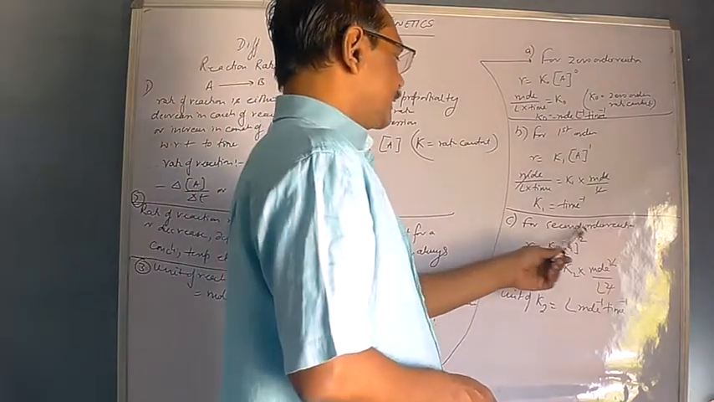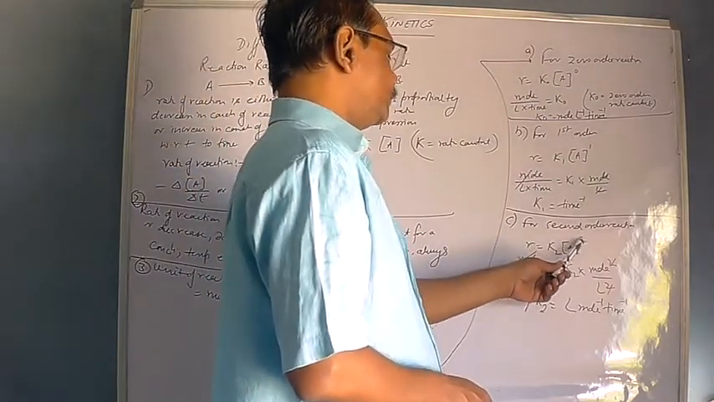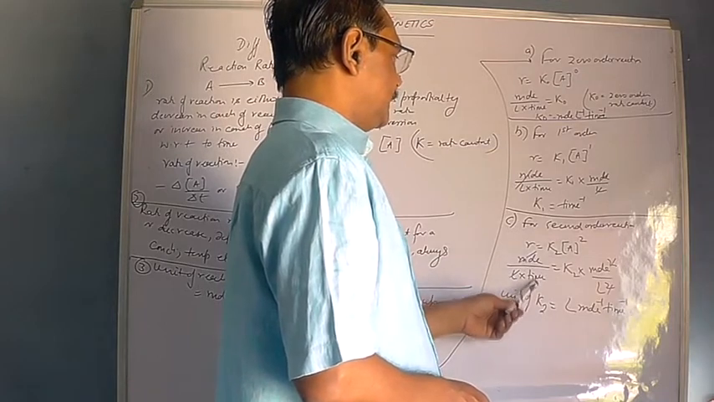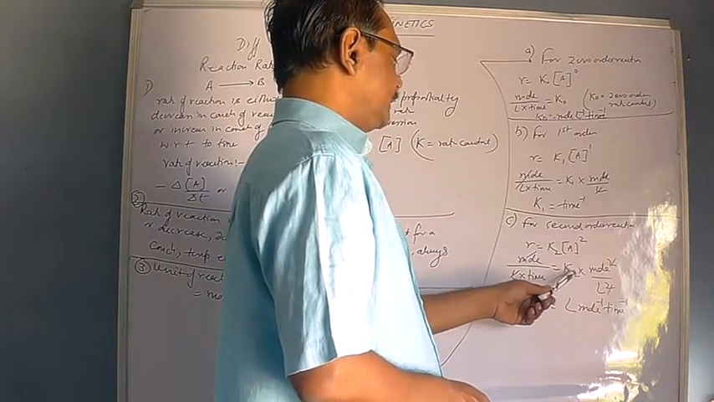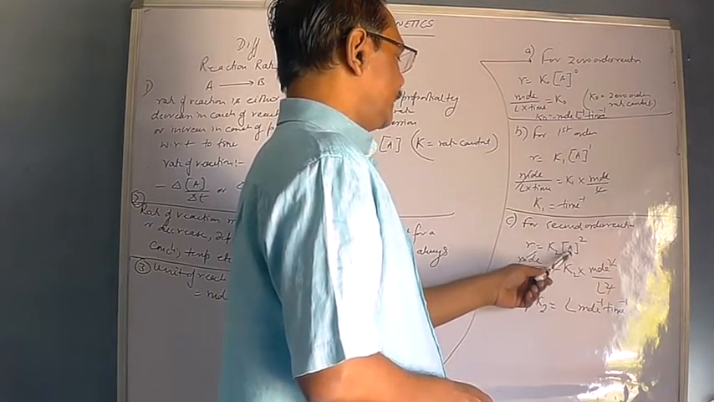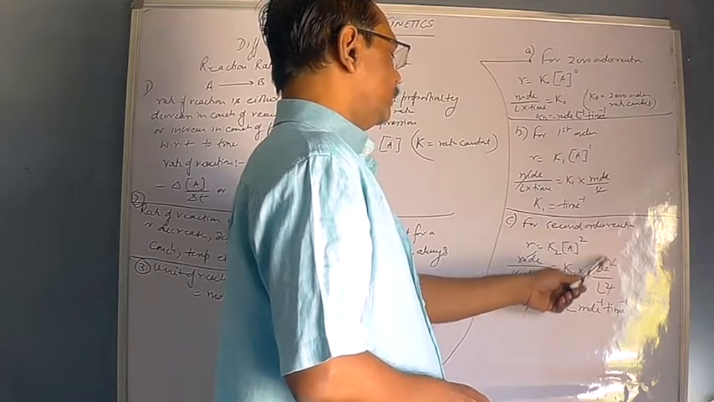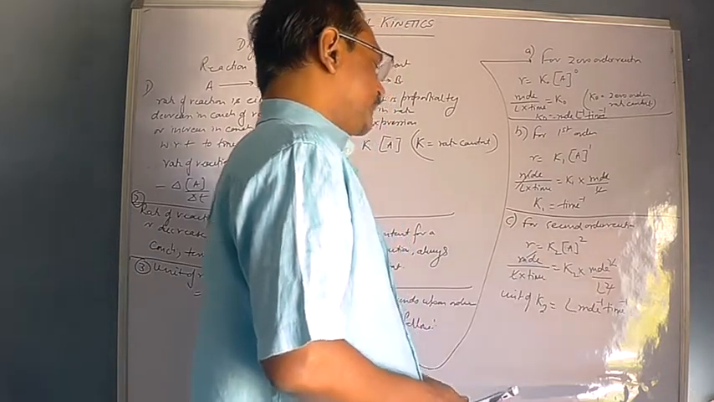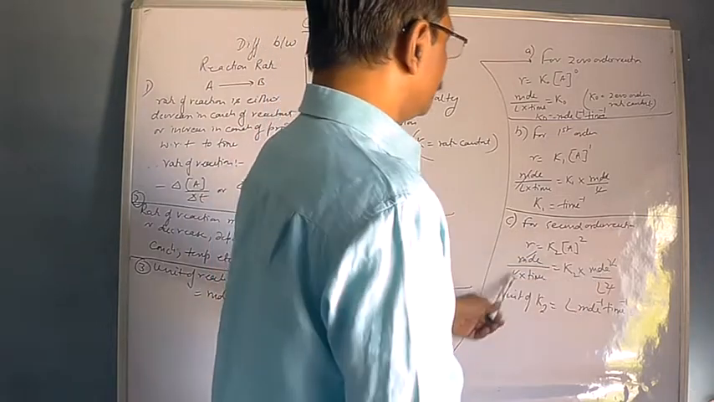Then finally the second order reaction, R equals K2 A to the power 2. So R is mole upon liter into time as usual. K2 we are going to find, and the concentration term is A whole square, meaning mole square upon liter square. So mole upon liter cancels with mole upon liter.